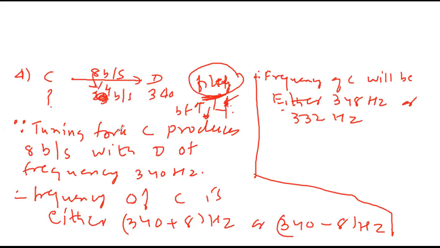It's 4, that means decreased. So if beat frequency would have been increased, then larger is correct. But they are telling it is decreased, then smaller is correct. This is how we'll predict.